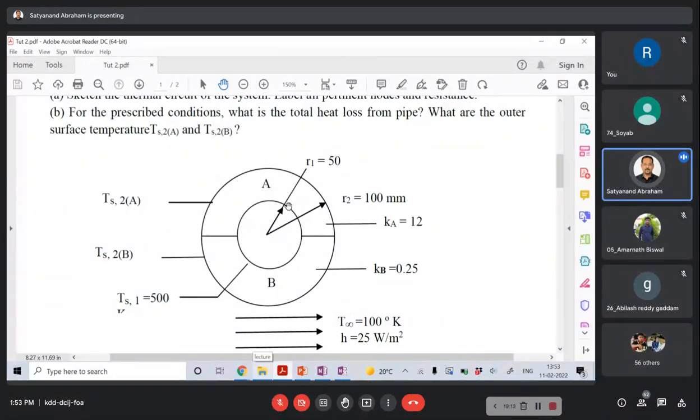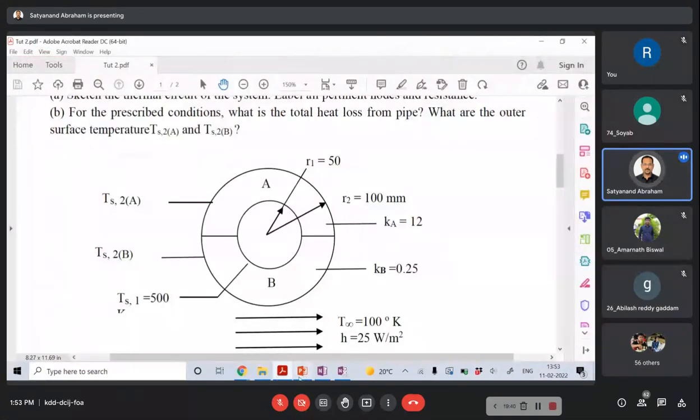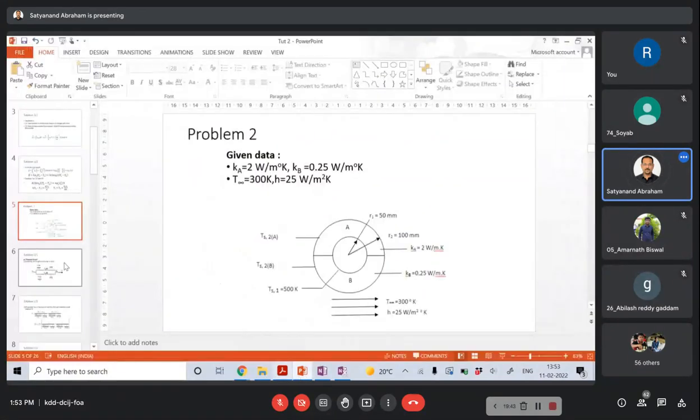If the section had four materials, then we would have to go for pi by 2 for each case: ln(R2/R1), which is the same for all the conditions, divided by (pi by 2) L into K. In this case, anyway, we have this half circle, so we don't have to go for pi by 2; only the 2 itself is going to be reduced from the denominator.